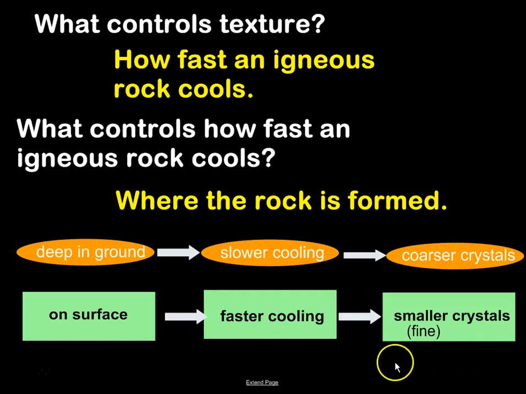So here's our microwave and slow cooker idea. What controls texture is how fast an igneous rock cools, and what controls how fast an igneous rock cools is where it formed. So deep in the ground is going to be our slow cooker, or rather slow cooler. When it's underground, it's insulated and it doesn't lose the heat quick, so it cools really slowly. And there's time for crystals to grow and organize into bigger, coarse ones. Our microwave cooler is on the surface. The lava there cools very fast, and there's no time for crystals to grow very large, and in some cases, they don't grow at all.